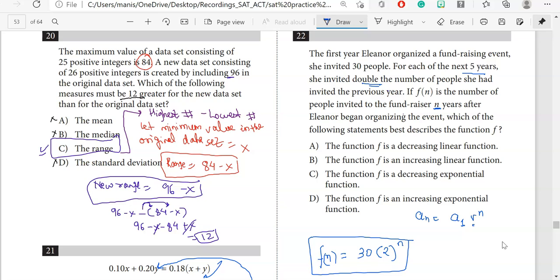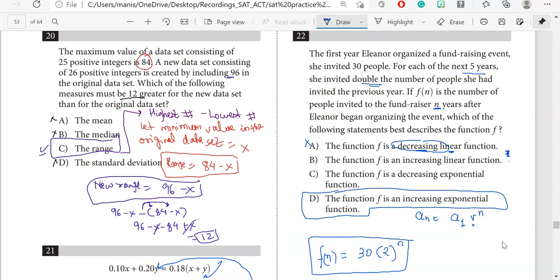So now let's read the choices. It says the function f is a decreasing linear function. First of all, it's not a linear function. A linear function just goes in a linear format. It is also not decreasing, so this is a wrong answer, because our numbers were increasing. Is it an increasing linear function? No, it is not a linear function. It is increasing in an exponential way. So this is your answer.